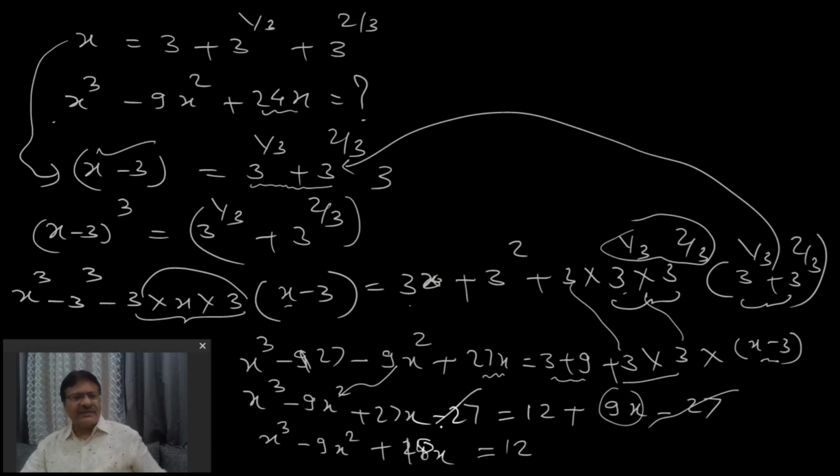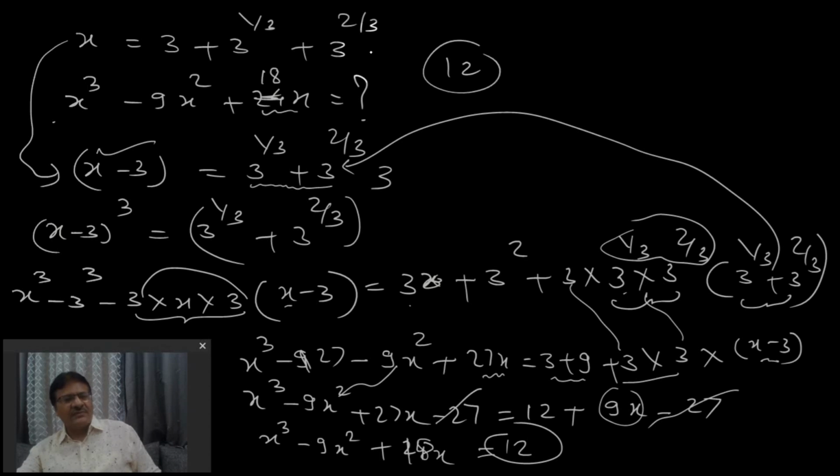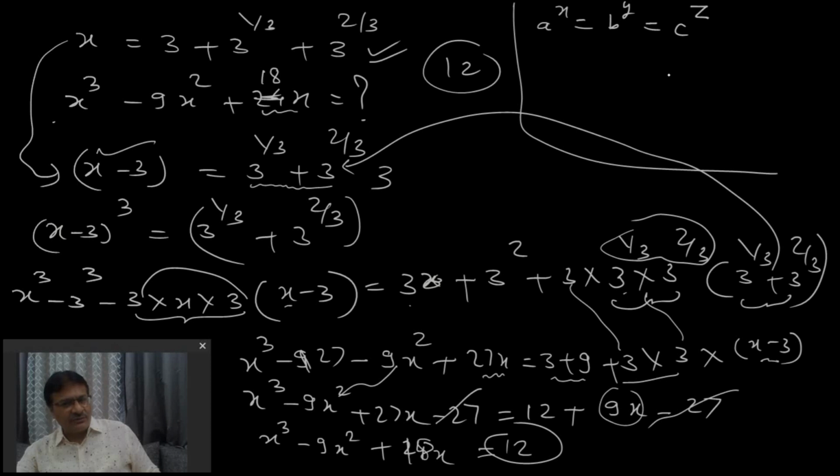So x cube minus 9x square plus, sorry, this should be 18x in the question. You can check it again. So the answer is 12. If such a problem is given, then you have to solve it this way. So this is a very good question. One very small question I would like to take here only: a to the power x equal to b to the power y equal to c to the power z.